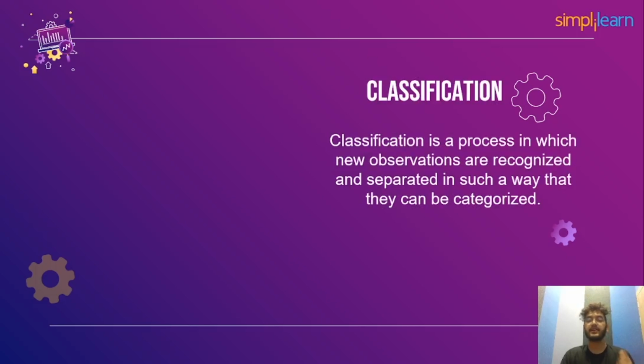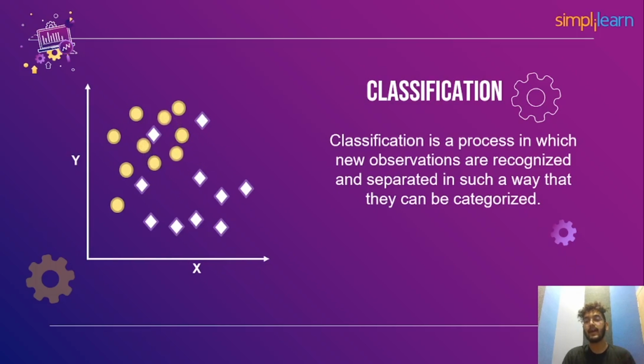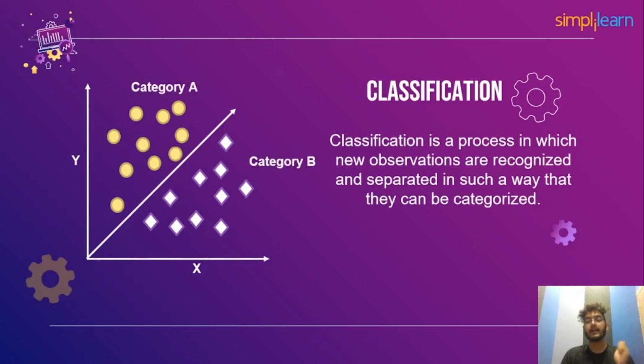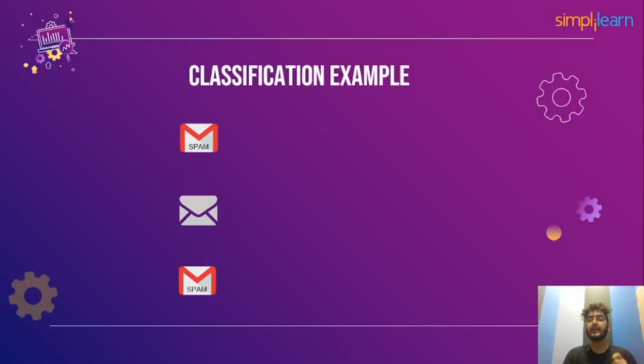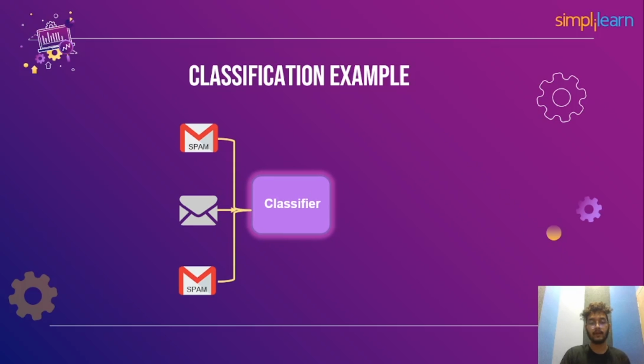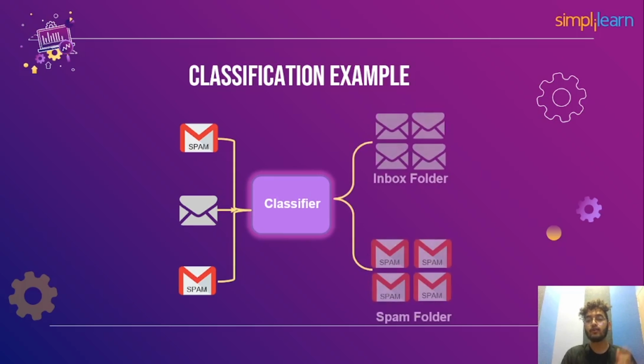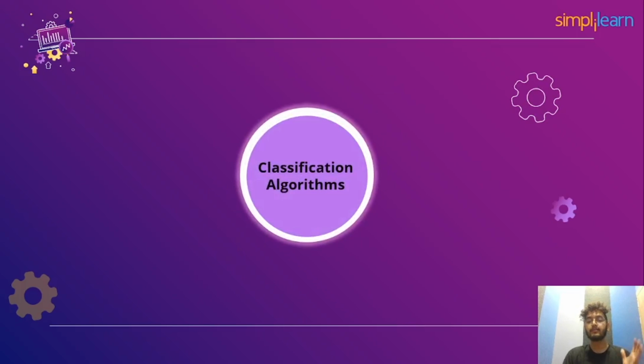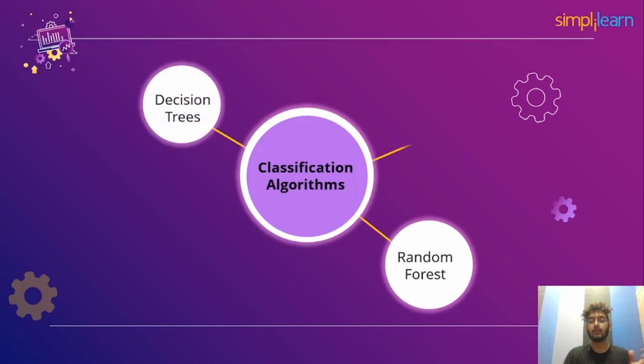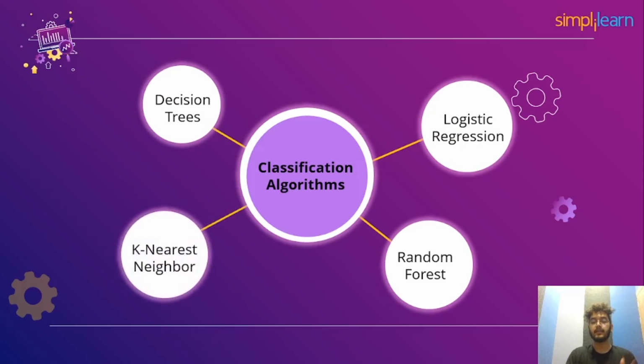Classification is a process in which new observations are recognized and separated in such a way that they can be categorized. A classification algorithm is trained to identify spam emails by studying the difference between spam and non-spam email. A function that converts an email text into a categorization for spam or non-spam could serve as a classification model. Some popular classification algorithms that come under supervised machine learning are random forest, decision tree, logistic regression, k nearest neighbors, and many more.